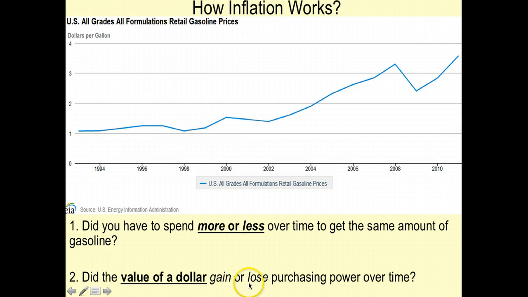And as you know, when the gas prices go up, it has a huge effect not only on the country's economy, but on individuals' economies. Because if you have to pay more for gas, that means you're going to have to not pay for other things.